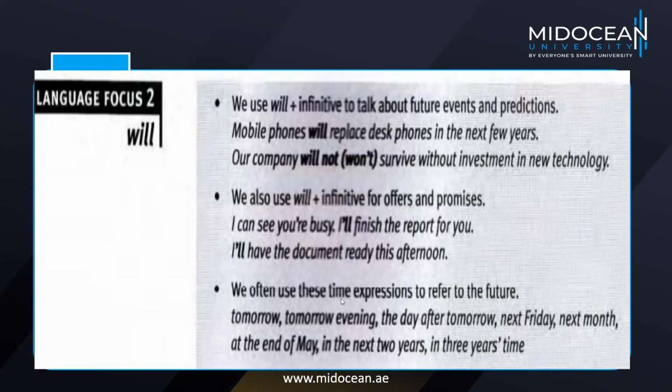We often use these time expressions to refer to the future. When I have things like tomorrow evening, the day after tomorrow, next Friday, next month, in 2050, at the end of May, in the next 2 years, in 3 years' time, all these words express the future. These are keywords, what we call keywords for the future. Any word you see from these in a sentence means the sentence is in the future.